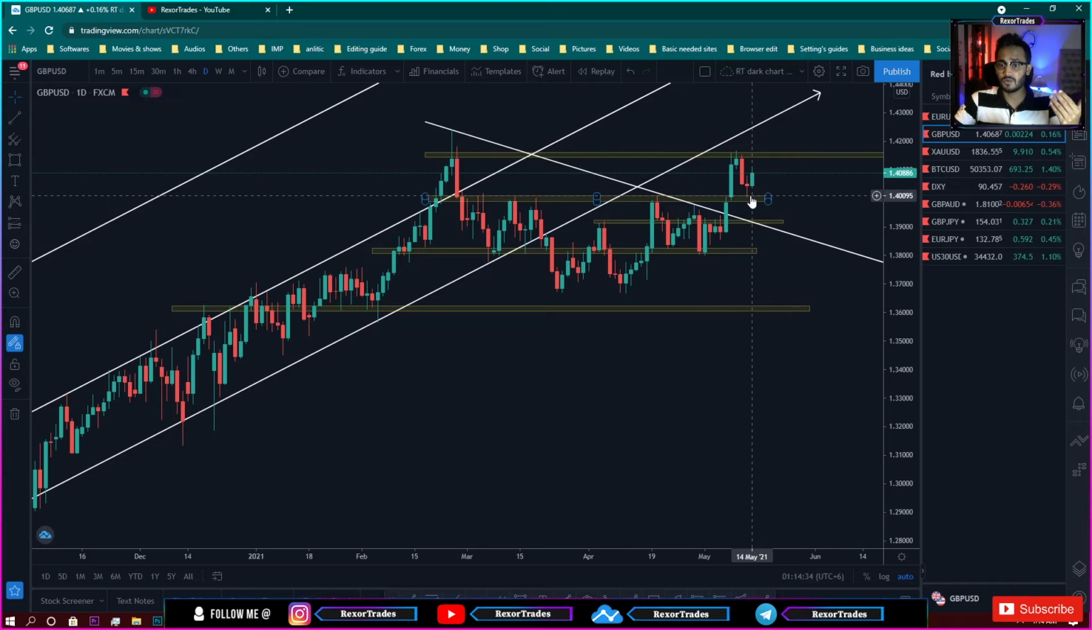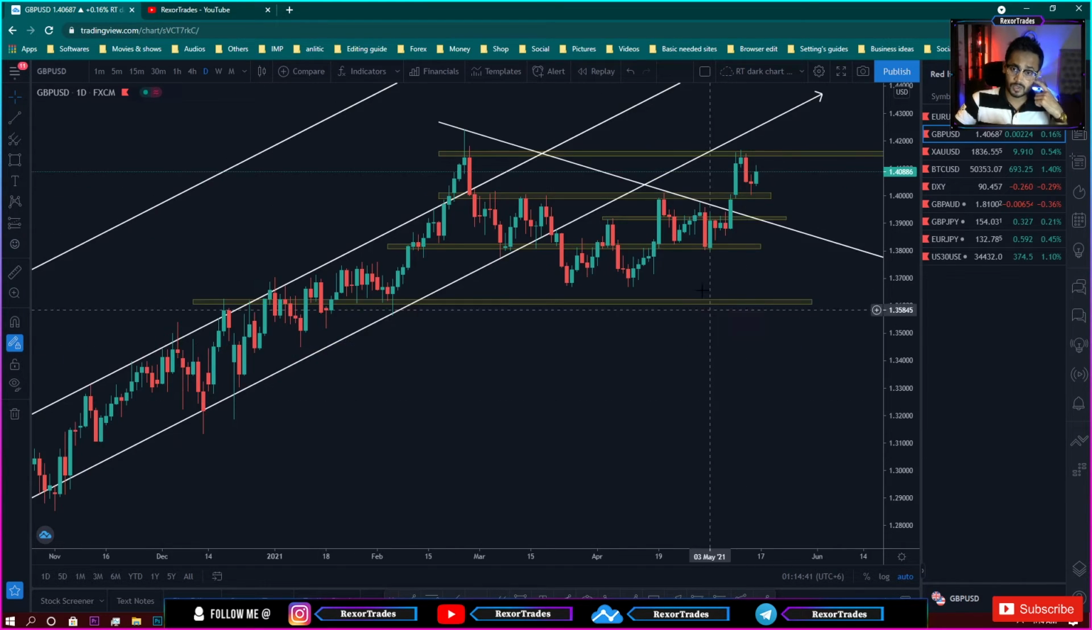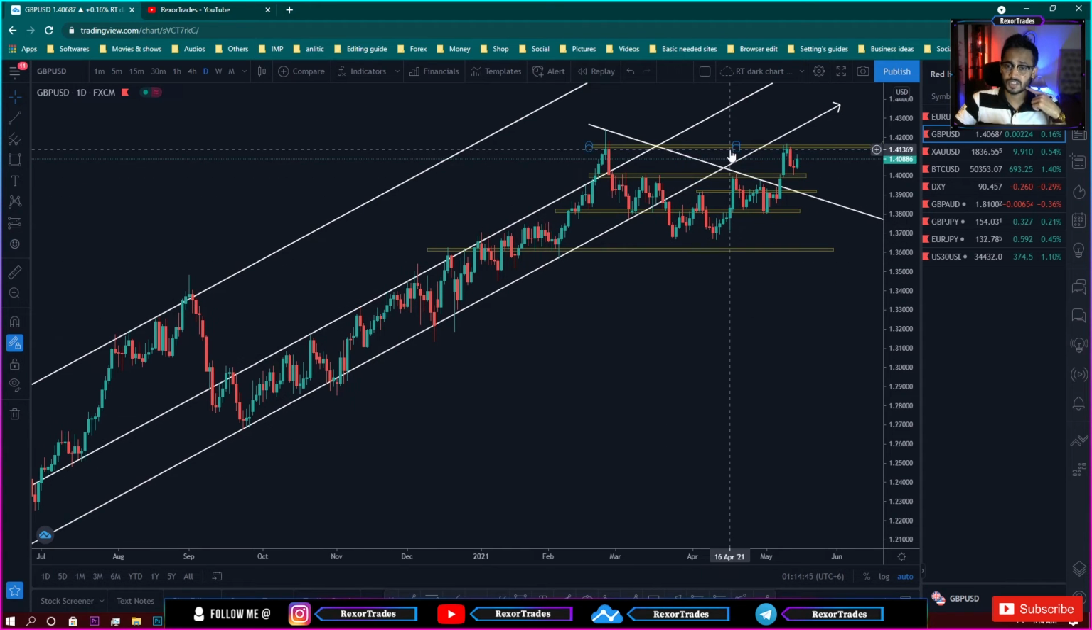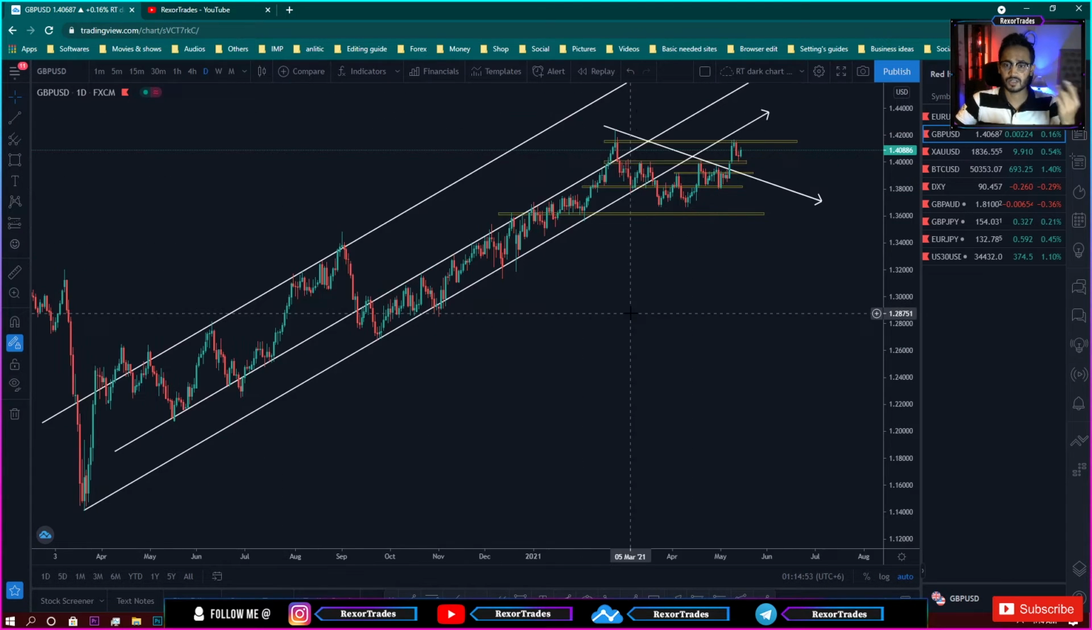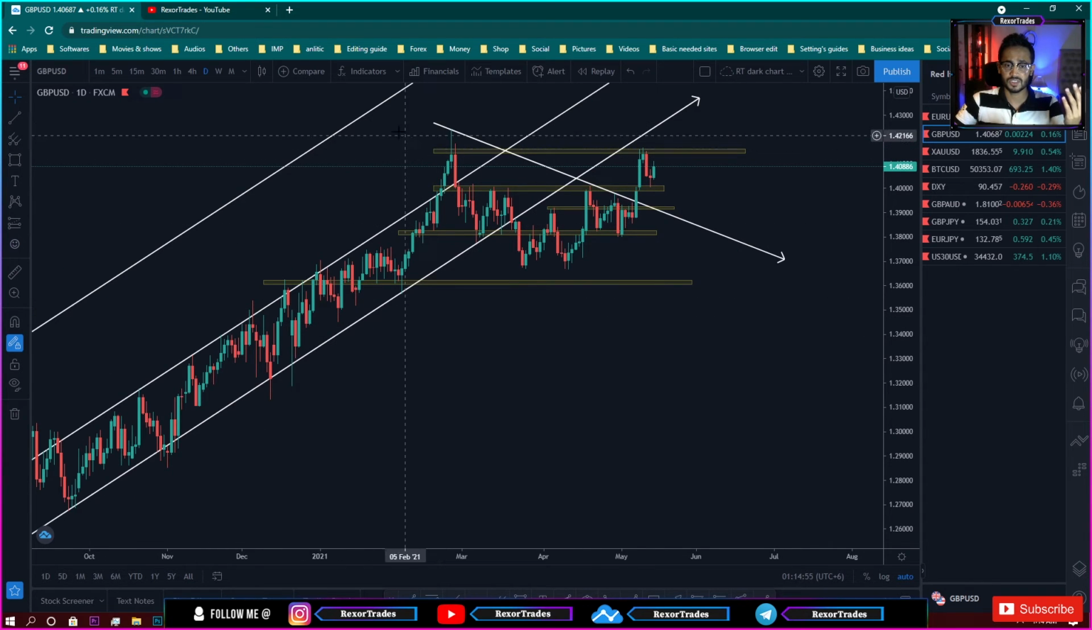And if GBPUSD makes a break and close below this zone, that's when we can take a short entry, because both of these zones are pretty strong key zones. Because if GBPUSD makes a breakout of this zone, then there's nothing over here that can make GBPUSD react from.